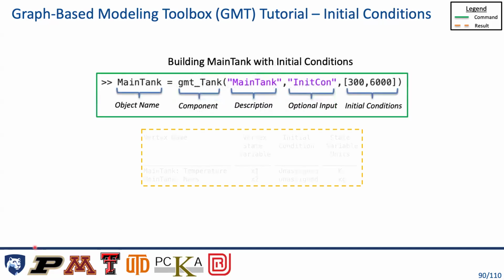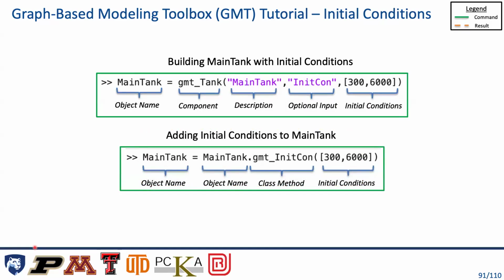There are two ways to add initial conditions to our model. The first is when we instantiate our model. In the first example, we can add an optional input argument followed by a row vector of those initial conditions. The thing to note here is that all the initial conditions need to be assigned for our model. The other option is to add initial conditions to our object that is already in the workspace by operating on that object using the GMT_initcon method followed by the same row vector. The key thing here is we also need to reassign the workspace variable name again so we can update the metadata of that object in the workspace.